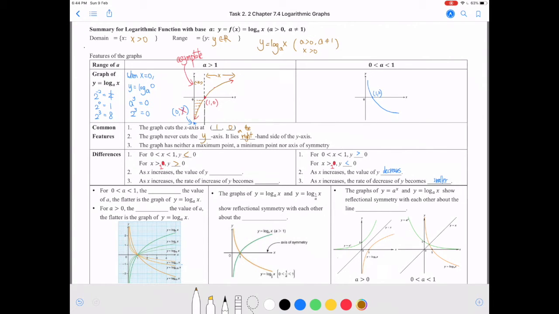The second difference: as x increases, the value of y, you can see the graph is growing, right? Although it's not skyrocketing, it's still growing. So that means as x increases, the value of y increases. If you don't believe me, let me draw a box for you.